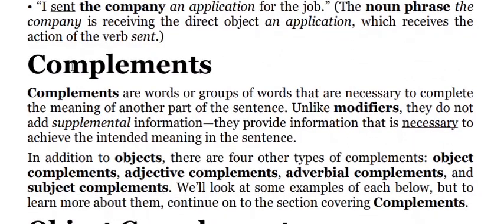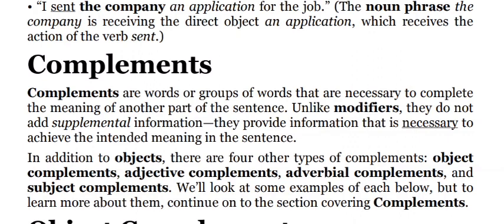Now, complements. Complements are words or groups of words that are necessary to complete the meaning of another part of the sentence. Unlike modifiers, they do not add supplemental information. They provide information that is necessary to achieve the intended meaning in the sentence. In addition to objects, there are four other types of complements: object complements, adjective complements, adverbial complements, and subject complements.